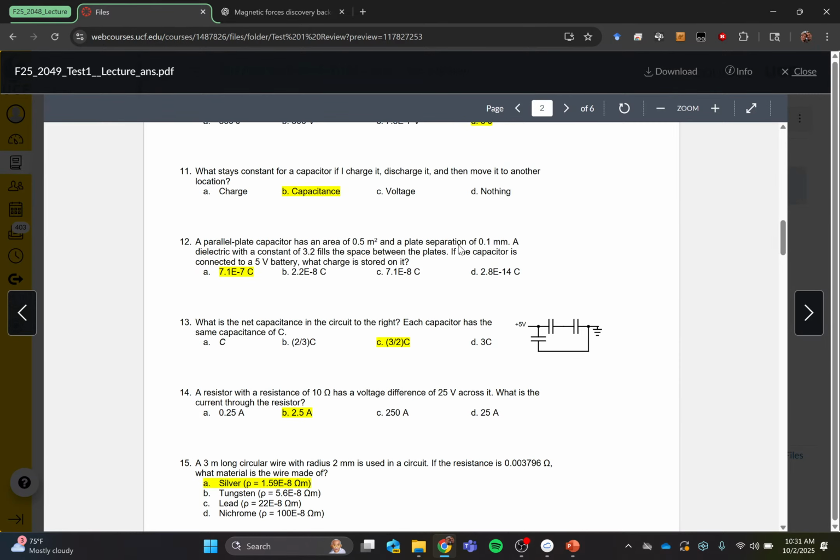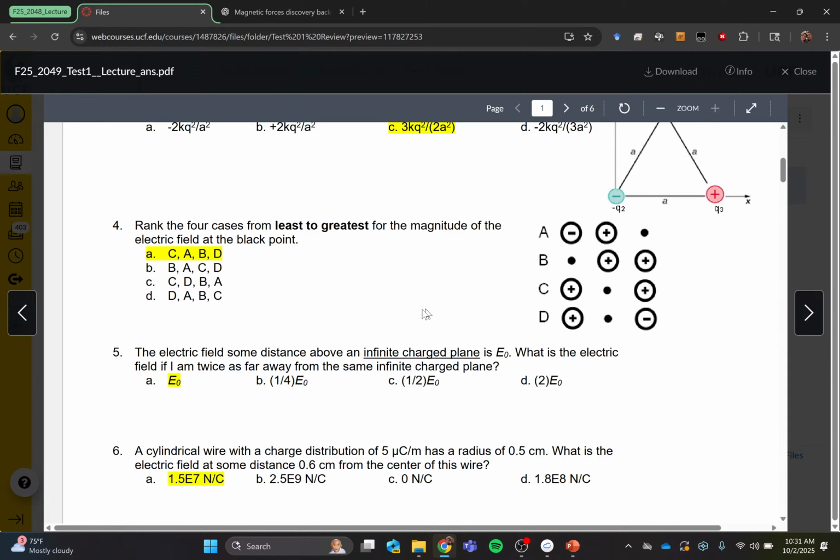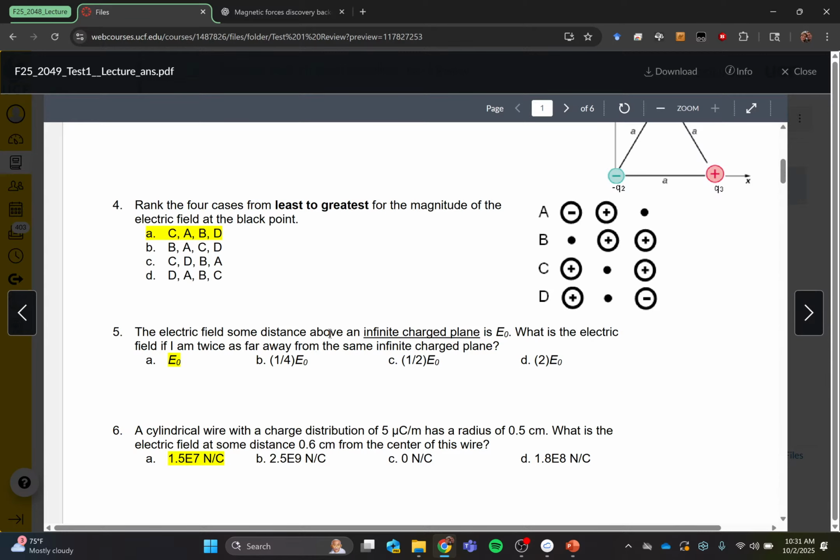The first one was, I can't zoom in. Thank you for mentioning that. Boom, boom, boom. The first one was, the electric field above an infinitely charged plane is E naught. What is the electric field at twice as far away? The answer is it's exactly the same.